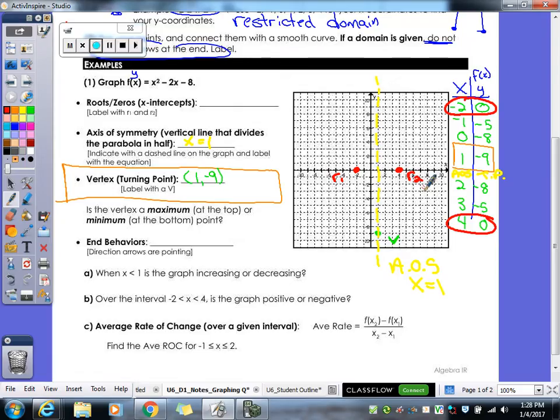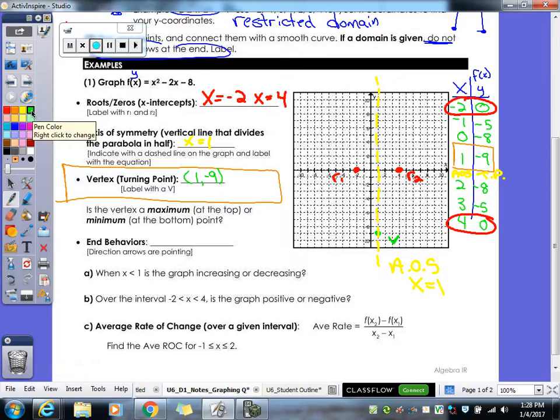Now, when we actually list our roots, we can't list -2, 0, and 4, 0. We have to list x equals -2, x equals 4. Okay? Now, it looks like we can almost graph it without doing any more points, but we do have to put other points in. So let's go and graph the rest of the points that are left.